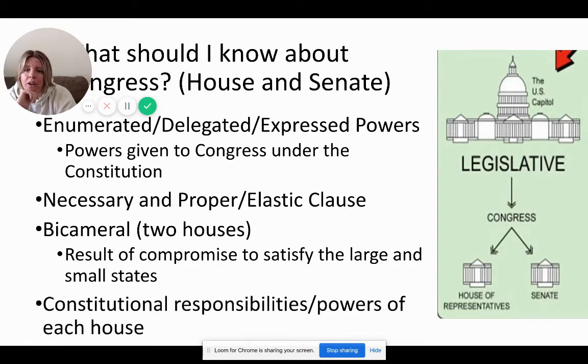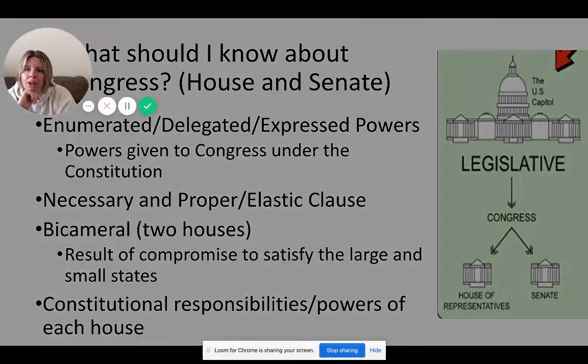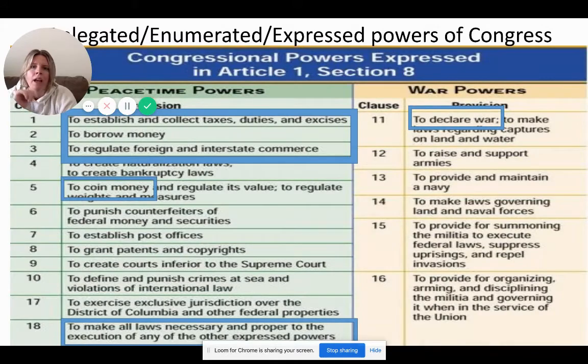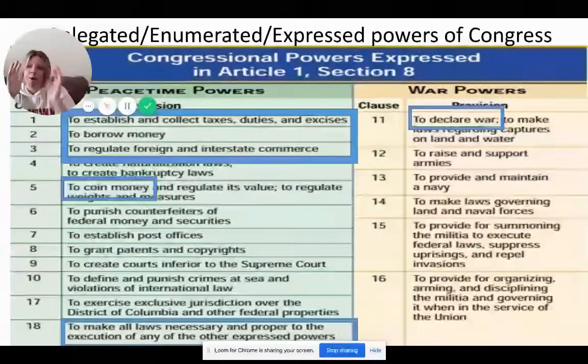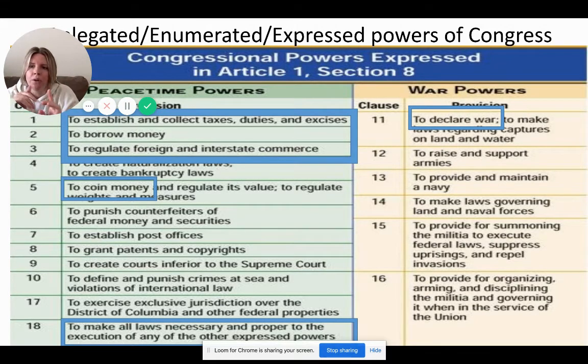And then we also should know the constitutional responsibilities and powers of each house. So let's jump into that. As far as the delegated, enumerated, and expressed powers of Congress, there's 18 of them. You don't need to know all 18. Here's the ones that come up more often than not. You should know that Congress has the power to collect taxes. They have the power to borrow money and to regulate commerce. They also have the power to coin money. Coining money I see come up a lot too. So the states, for example, are not allowed to make their own currency. Coining money just means printing money or making money, basically.